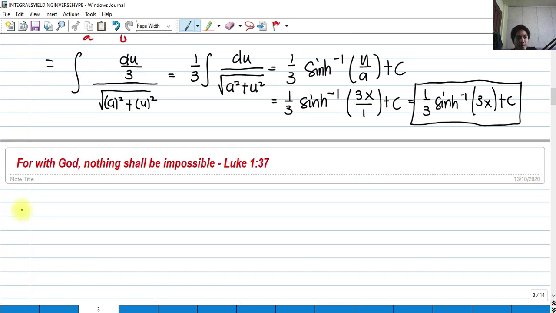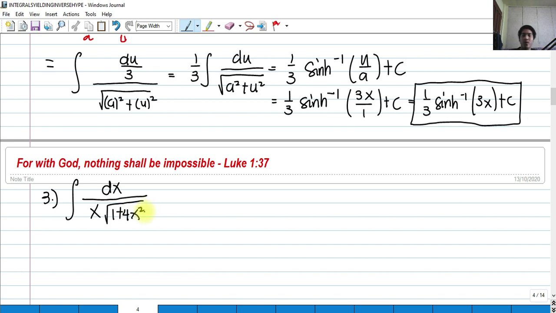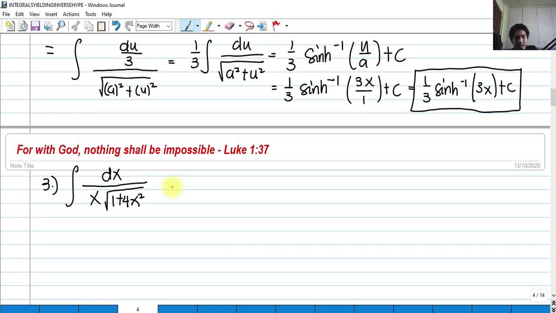Okay, another problem for this. So we have number 3, the integral of dx all over x times the square root of 1 plus 4x squared. So how do we solve this? We can still rewrite this as the integral of dx all over x, then the square root of 1 squared plus (2x) squared.